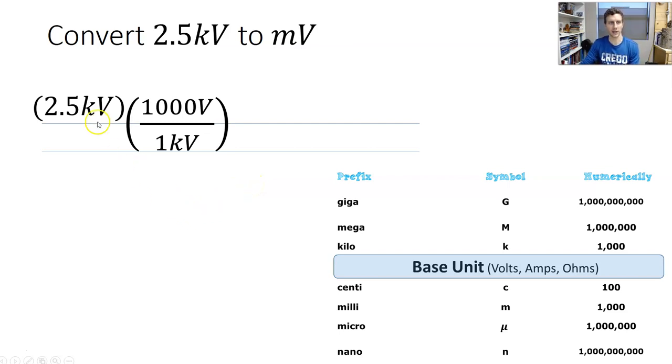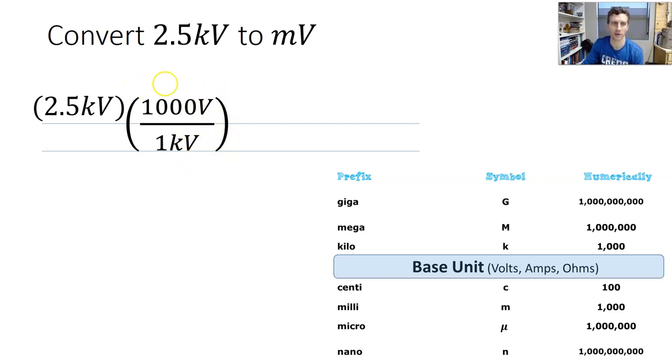What this has done is that kilovolts, because I have them on top and the bottom, cancel out, and I'm left with volts. You might not quite understand that, but hopefully you can follow the steps.